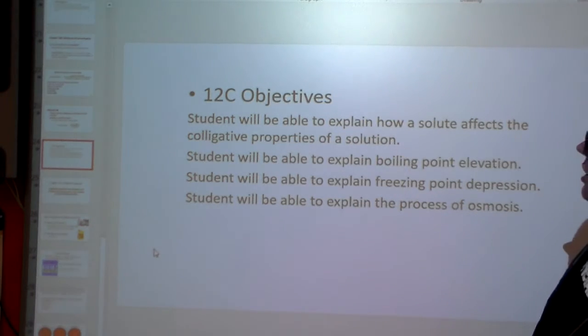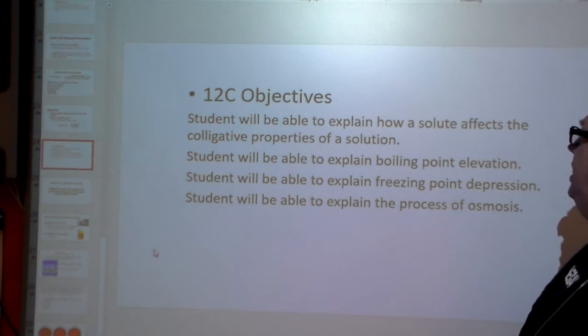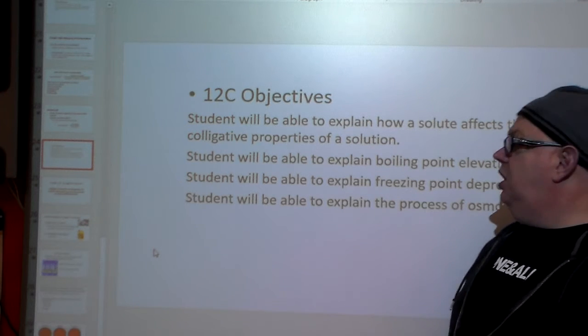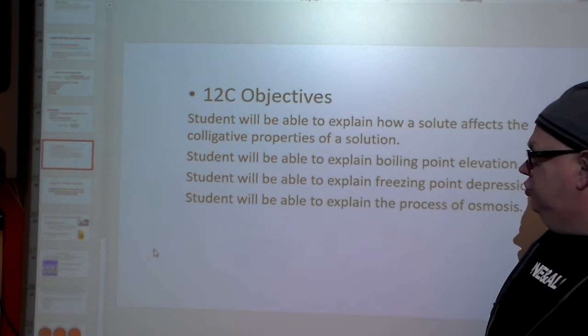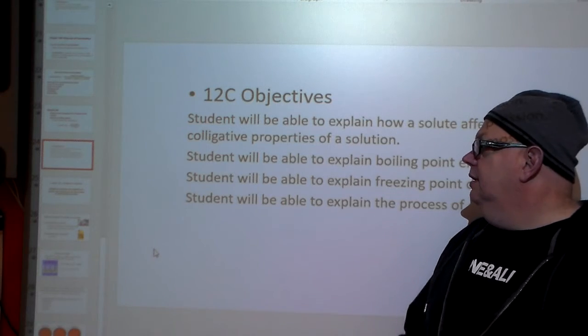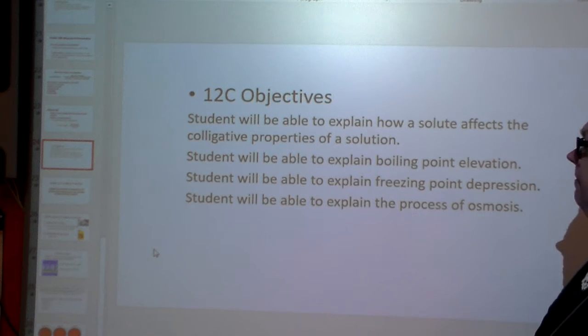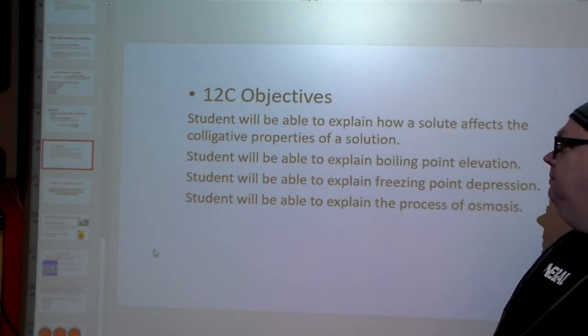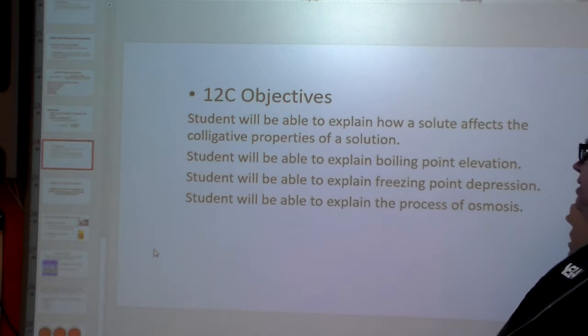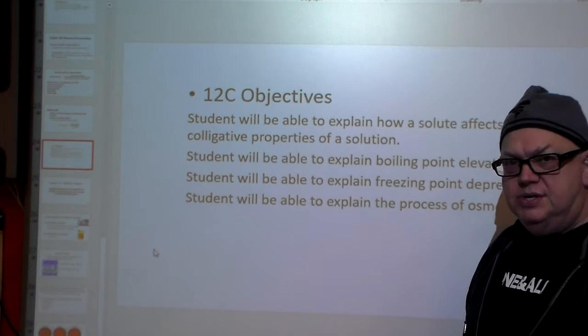So we have 4 objectives here. Student will be able to explain how a solute affects the colligative properties of a solution. Student will be able to explain boiling point elevation. Student will be able to explain freezing point depression. And student will be able to explain the process of osmosis.